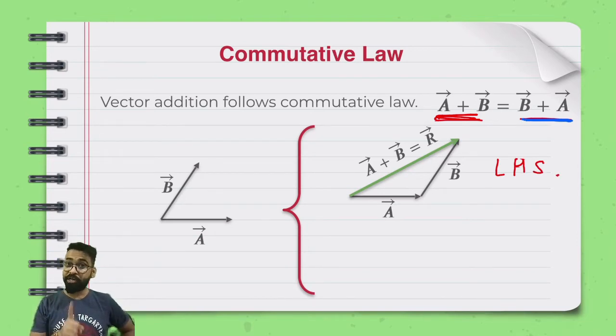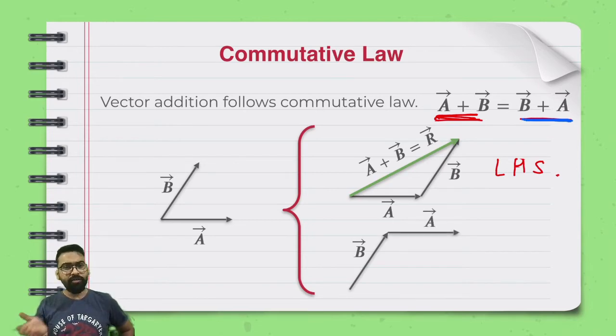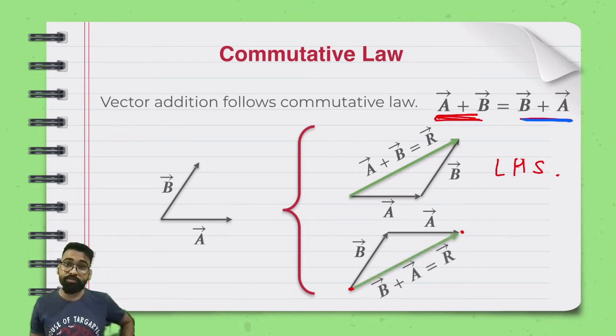I have to take vector b first now. No problems with me. And then I take vector a. Again, I add vector b's head, vector a's tail. Again, I have this as the common tail, this as the common head. And if I get the resultant this time around, this is b plus a.